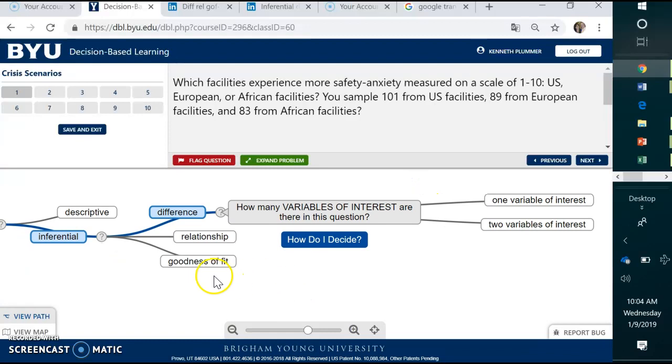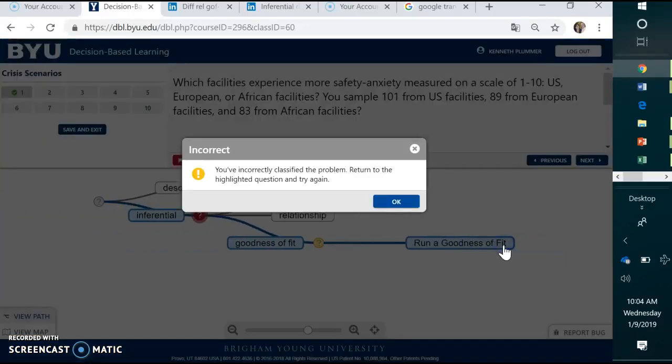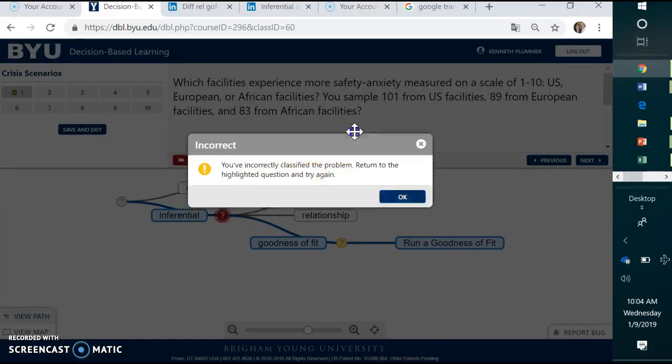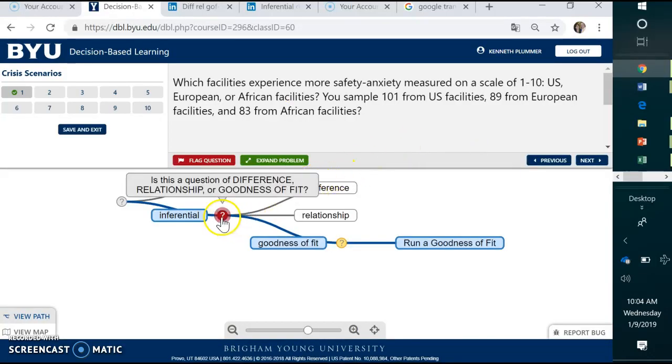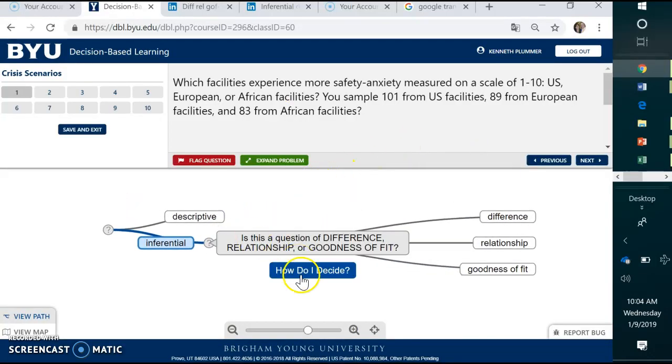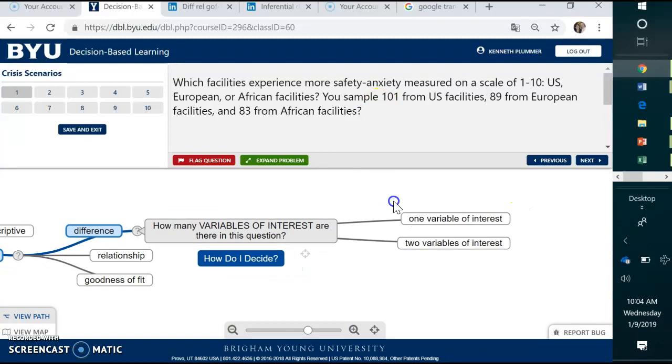Now, one thing about the software, as students go through this: if we had selected the wrong one, then what it says is you've incorrectly classified the problem, return to the highlighted question. So it sends you back here so you can relearn, okay, what did I miss with this particular problem? But Chris selected difference.